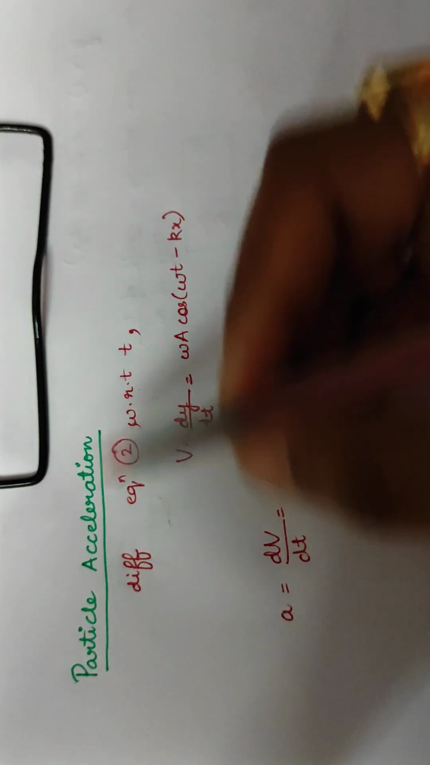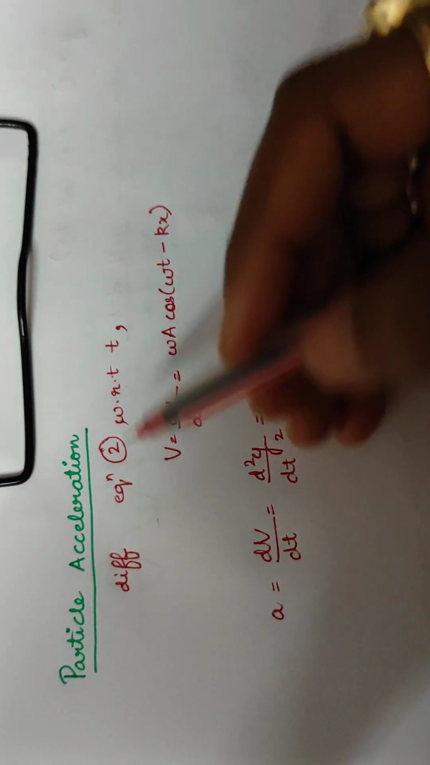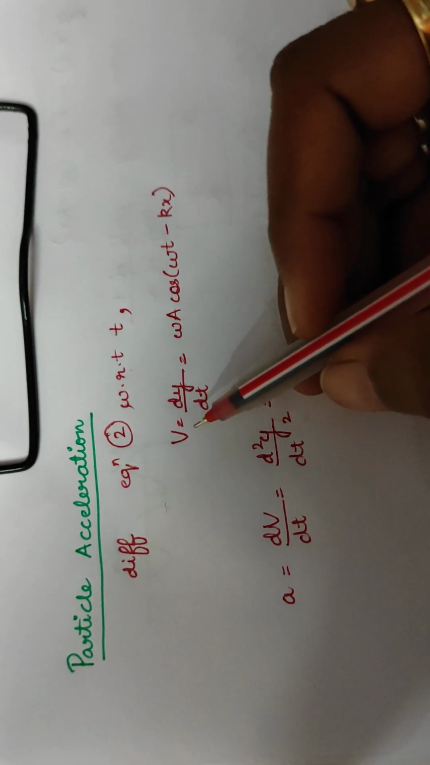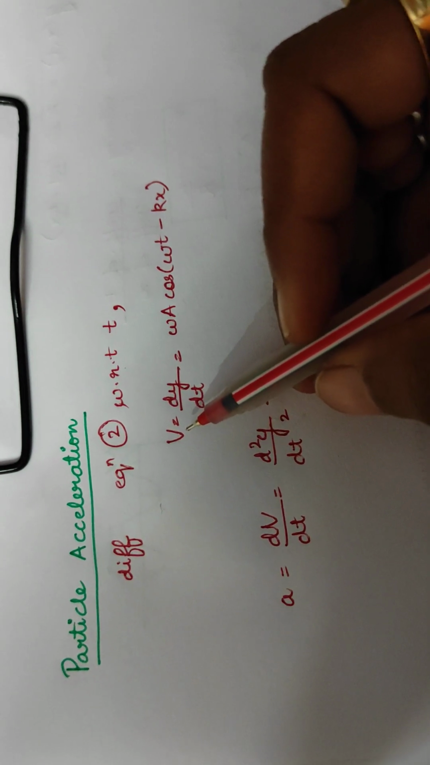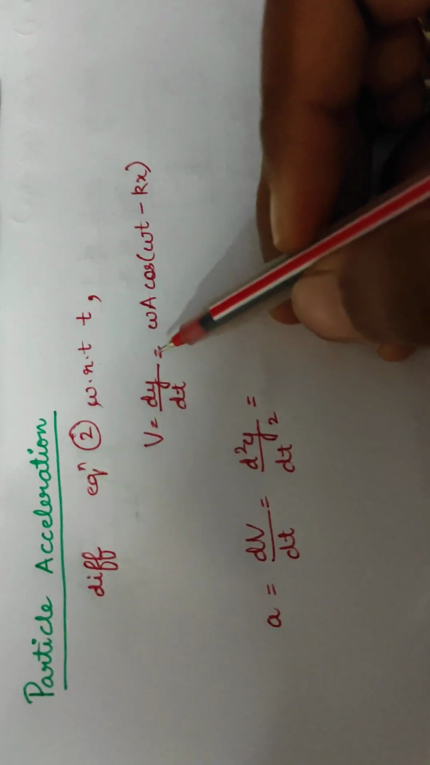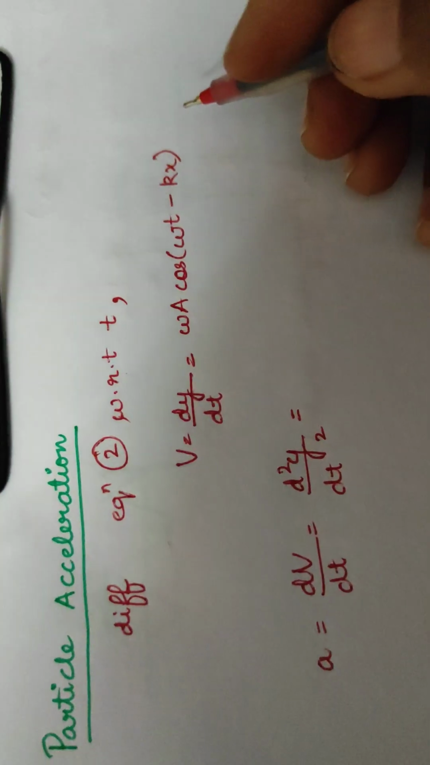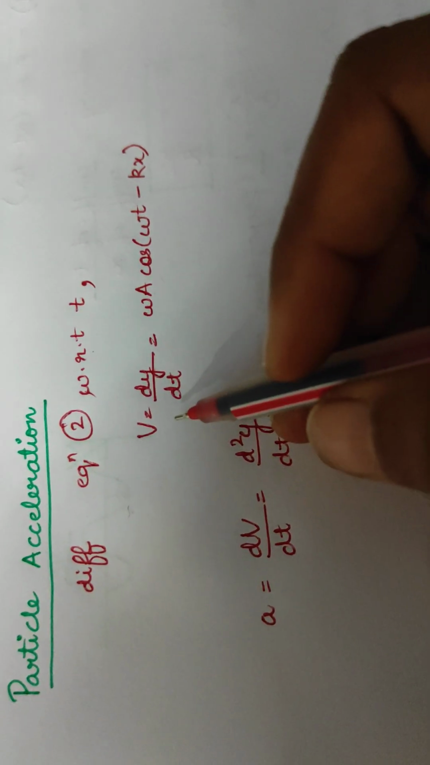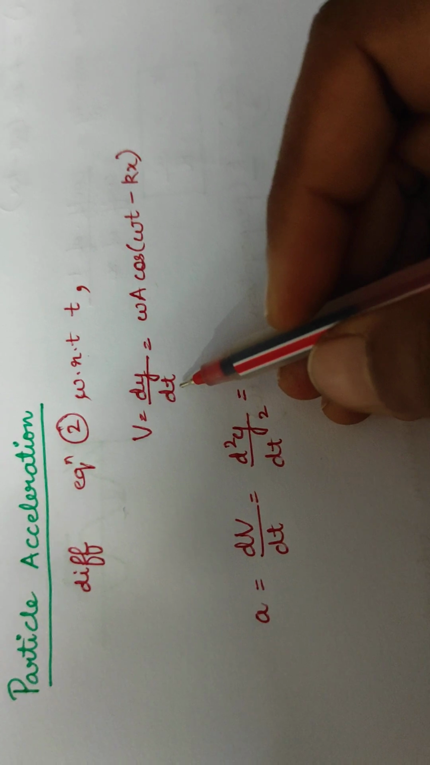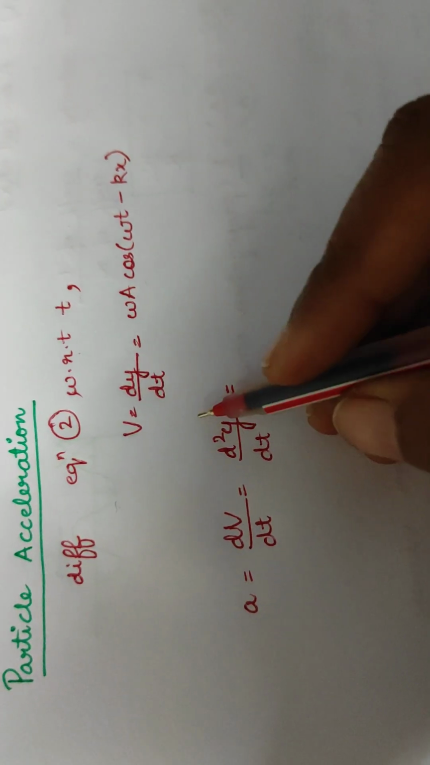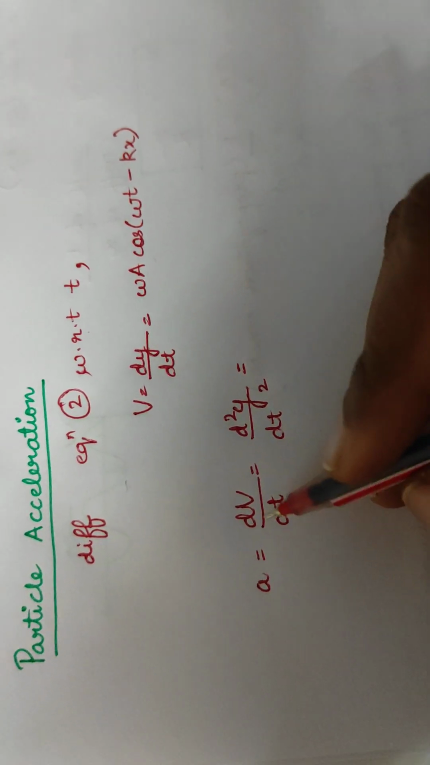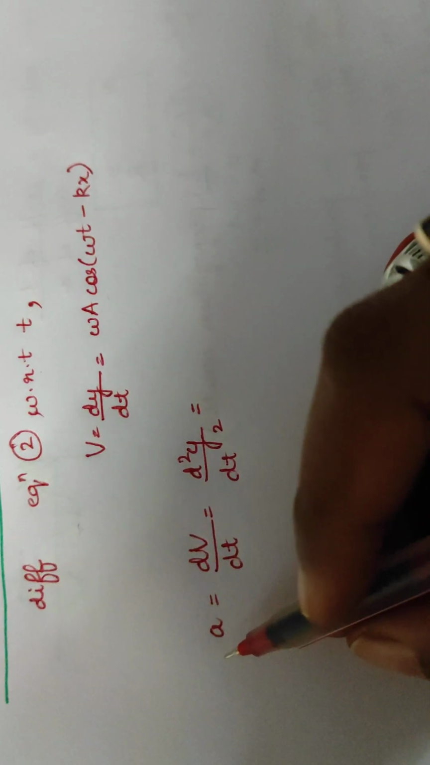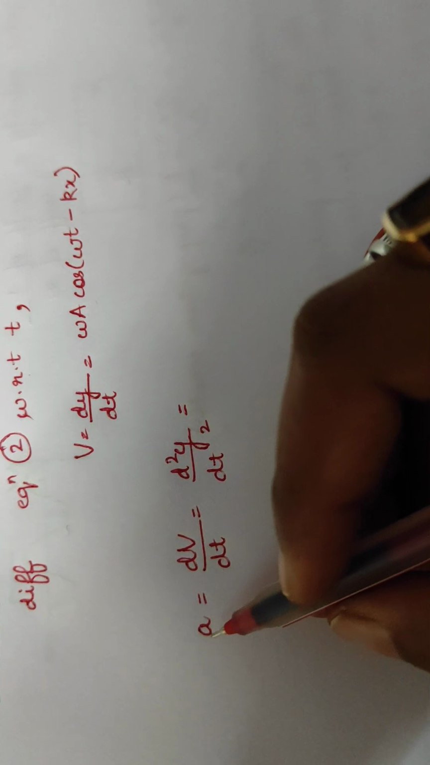Now students, particle acceleration. In order to find it, we have taken equation number 2 from the previous derivation for particle velocity, which is v = dy/dt = ωa cos(ωt − kx). Now if we differentiate this equation again with respect to t, we'll get d²y/dt², which is equal to dv/dt, which is equal to a, the acceleration. Now this will give us particle acceleration.